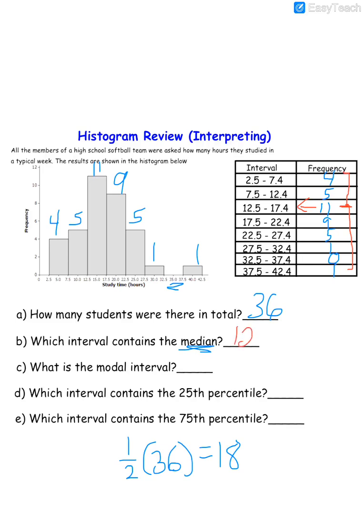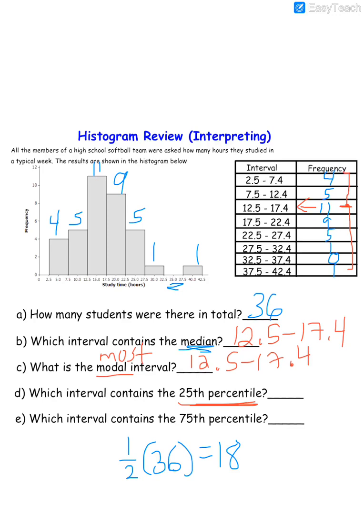So my 12.5 to 17.4 is the median. Modal interval occurs most. Which interval has the highest bar? Well, the one that has 11. Also 12.5 to 17.4.